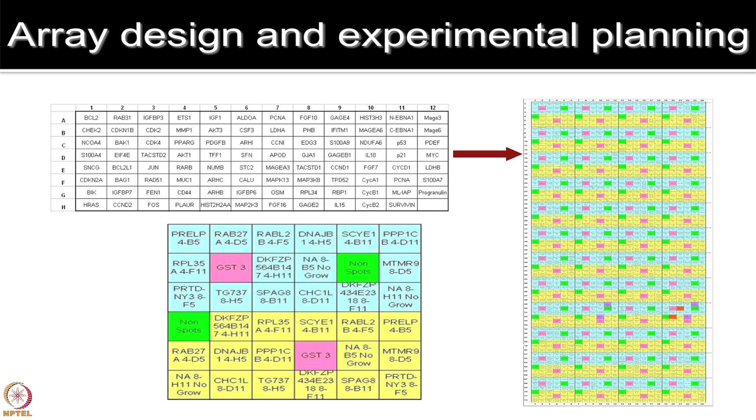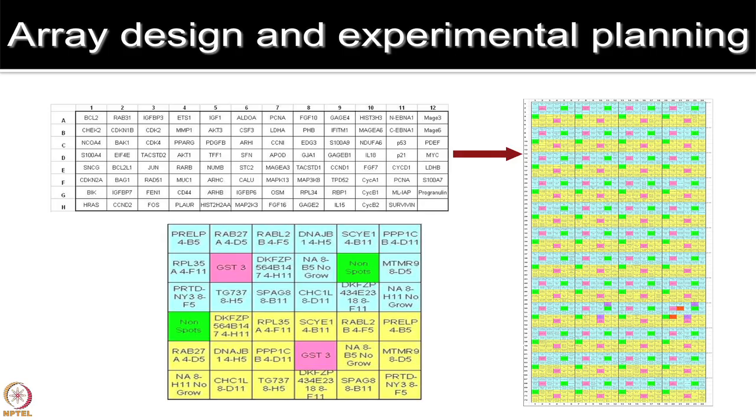What you can pay attention to here is that the same spot, like GST3 shown in the purple color, which is a duplicate, you are trying to avoid keeping together. You want them to be slightly far apart so that there is no neighboring effect. If something is spilling over, then both the spots should not get contaminated. And likewise, there are some non-spots, where sometimes you want to keep an empty area or just the buffer where no DNA is there, or only vector control.